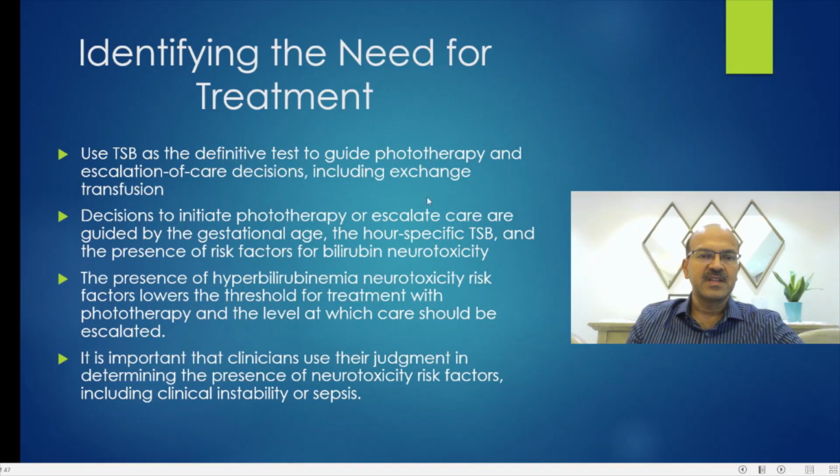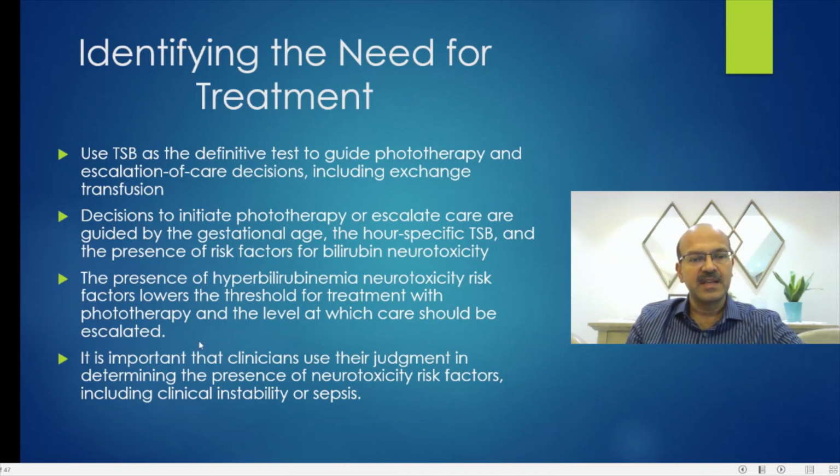The phototherapy charts that we get, which we'll discuss later, include these factors. The presence of hyperbilirubinemia neurotoxicity risk factors lowers the threshold for treatment with phototherapy and the level at which care should be escalated. So now it has been taken care of by giving two different charts for treatment decisions, one for babies with neurotoxicity risk factors and one for babies without neurotoxicity risk factors.